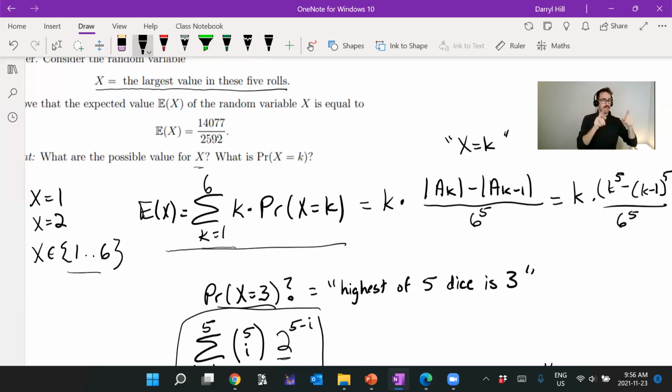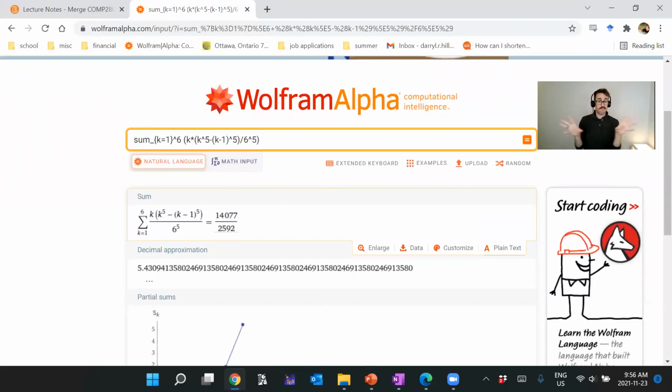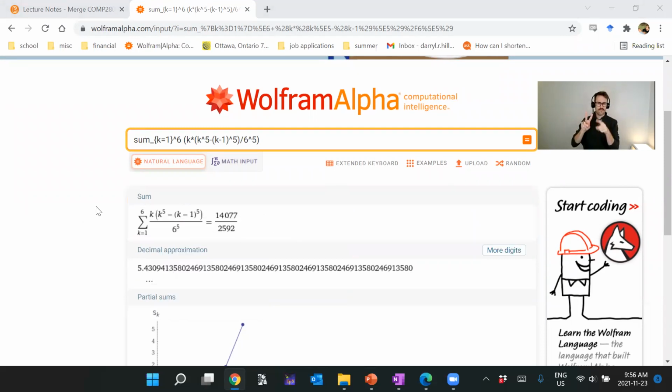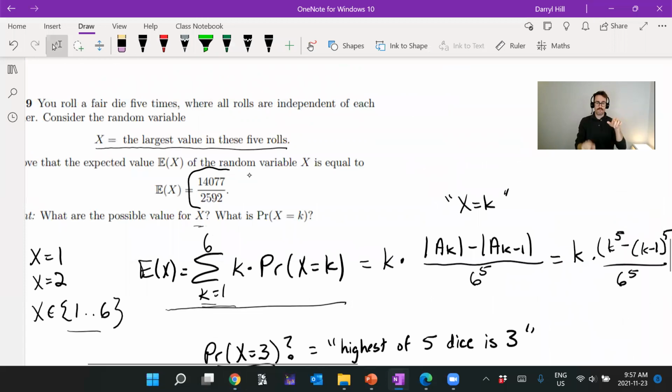Right, and then I can take the sum of k equals 1 to 6, put it in Wolfram Alpha. And yeah, I get the sum of k equals 1 to 6 of k, which is the value, times k to the 5th minus k minus 1 to the 5th, over 6 to the 5th, which is 14,077 over 2592. And if we look, that is exactly what we're supposed to get.